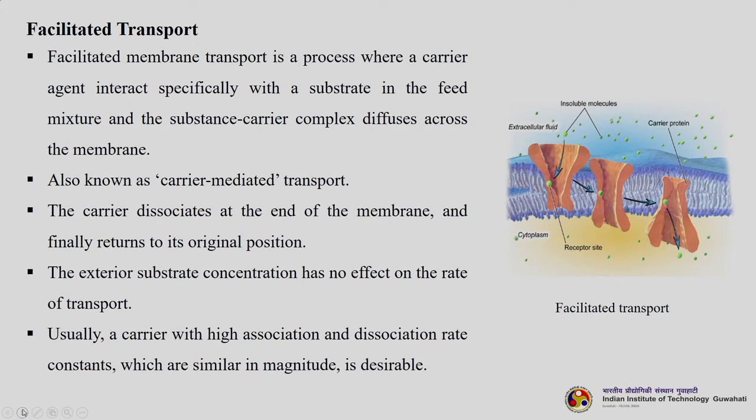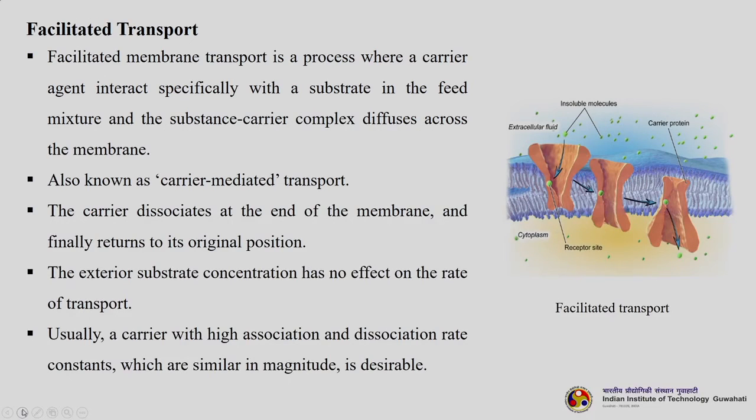So, this is also known as carrier mediated transport, because there is a carrier inside the membrane which is actually binding to the substance or a substrate or the solute which we want to separate through the membrane, and then takes it across through the membrane and finally disposes it off at the permeate side. So, the carrier dissociates at the end of the membrane and finally returns to its original position. The exterior substrate concentration has no effect on the rate of transport. Usually, a carrier with high association and dissociation rate constants, which are similar in magnitude, is desirable.